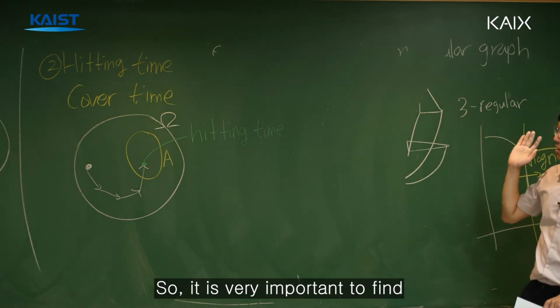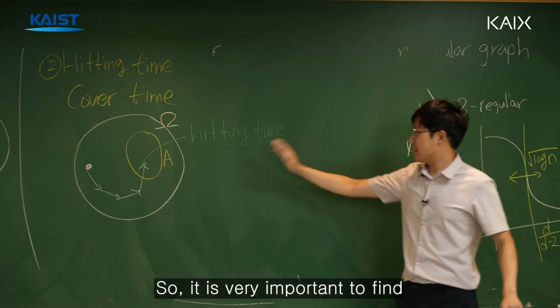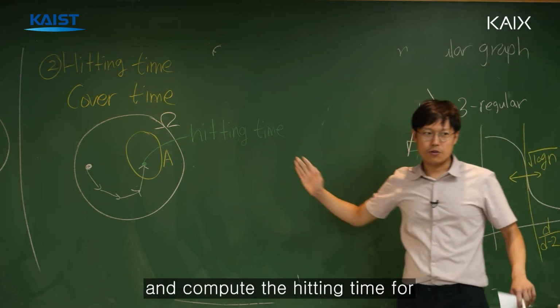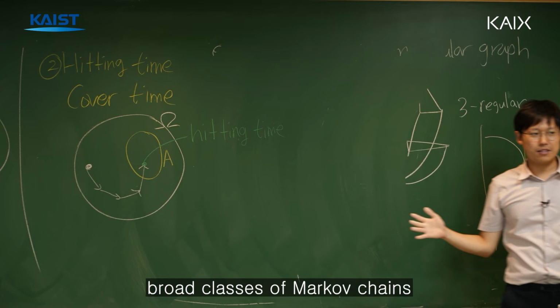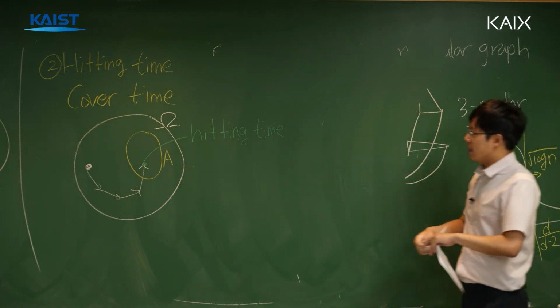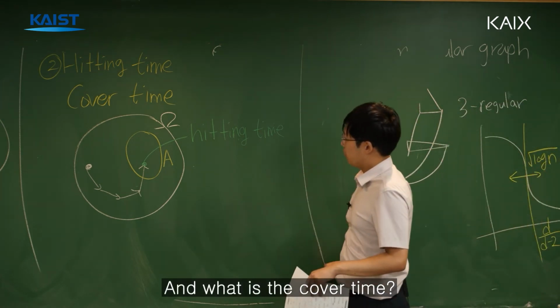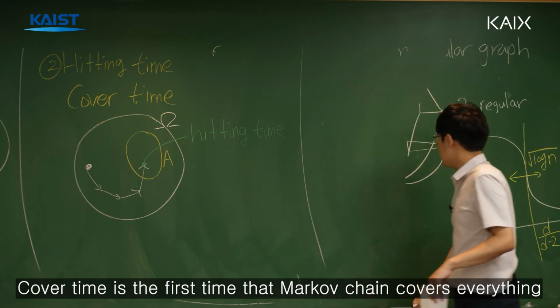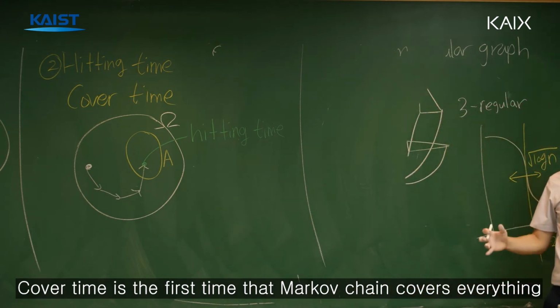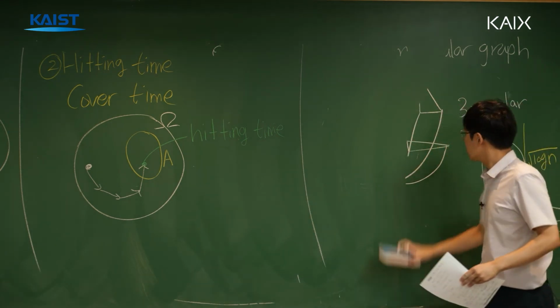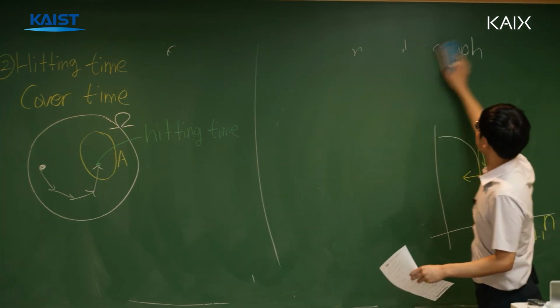So it is very important to find and compute the hitting time for broad classes of Markov chains. And what is the cover time? Cover time is the first time that a Markov chain covers everything. Okay? So what does this mean?